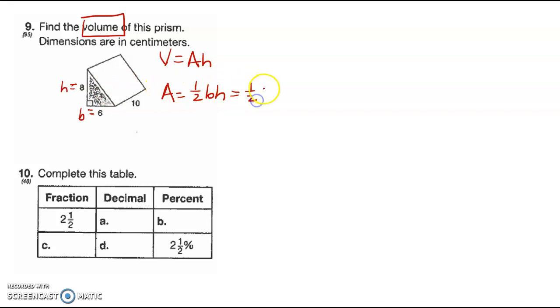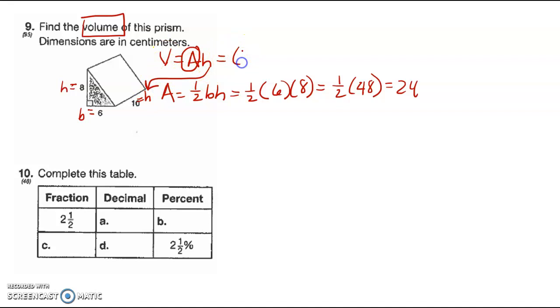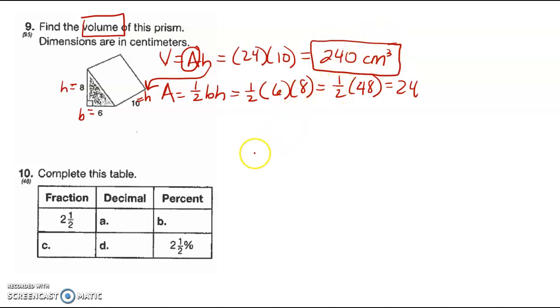So I have 1/2, 6 times 8, which is 1/2 of 48, which is 24. So I have my area, and then this is going to be my height for my volume. So I have 24 times 10, which is 240 centimeters cubed. I'm currently not very concerned about the units because I really want to make sure that you guys can do the math. We can get concerned about the units further down the road.